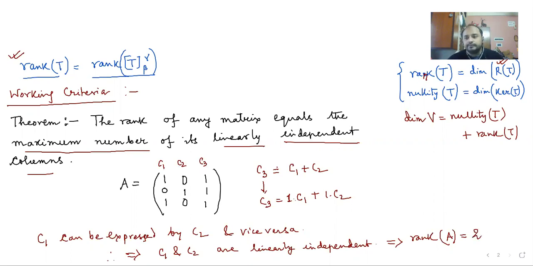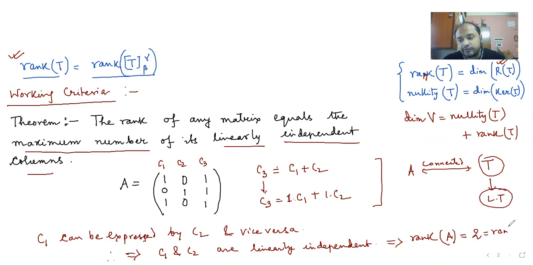Rank of A equals 2. Okay. So, by using this particular theorem, we have found that the rank of the given matrix is 2. And if you say that capital A is connected to a linear transformation T, then you can say from here that T is some linear transformation, and the rank of T is also equal to 2.